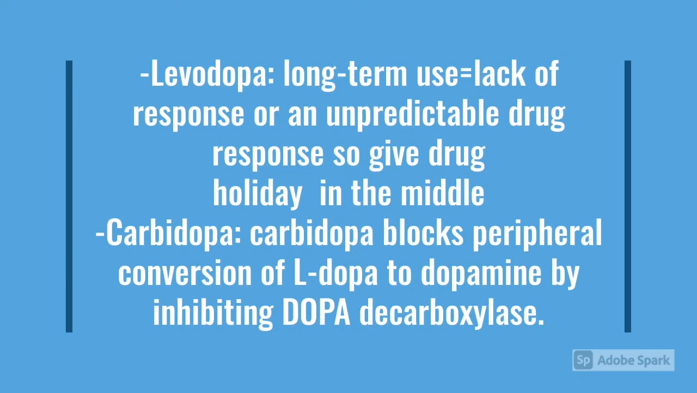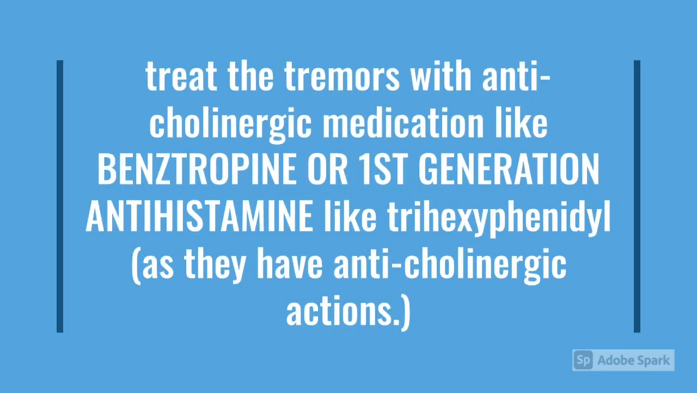Long-term levodopa use leads to lack of response or an unpredictable drug response, so give a drug holiday in the middle. Carbidopa blocks peripheral conversion of L-dopa to dopamine by inhibiting dopa decarboxylase. Treat tremors with anticholinergic medication like benztropine or a first generation antihistamine like trihexyphenidyl, as they have anticholinergic actions.